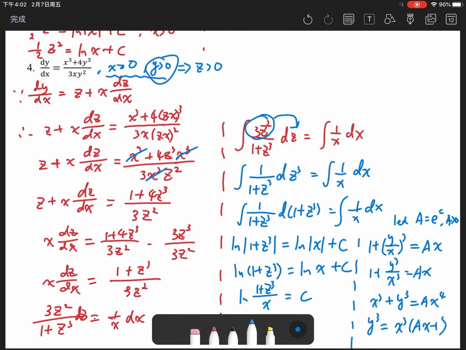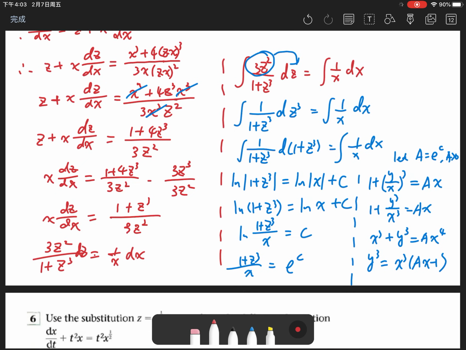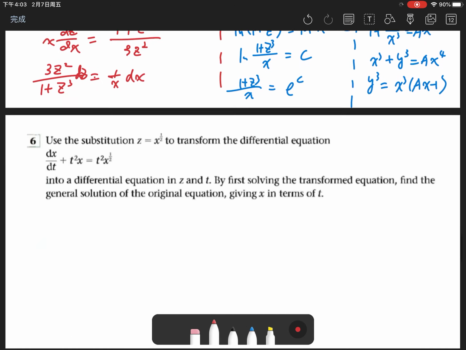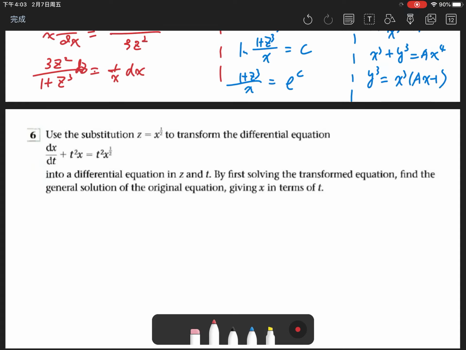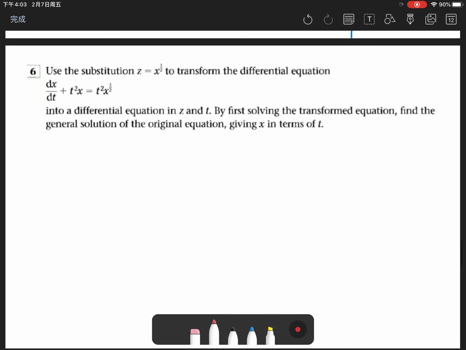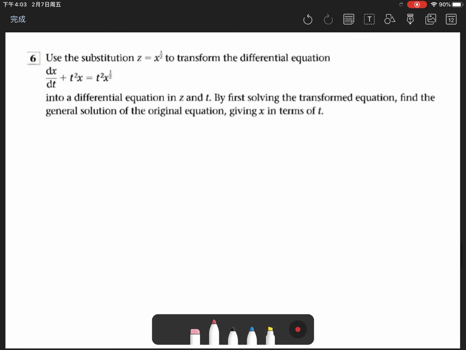So actually we should add the condition that y is greater than 0, so that we can remove the absolute value sign. So this is question 4, and let's look at question 6. Question 6: use the substitution z equals x to the power of 1 over 2 to transform the differential equation.